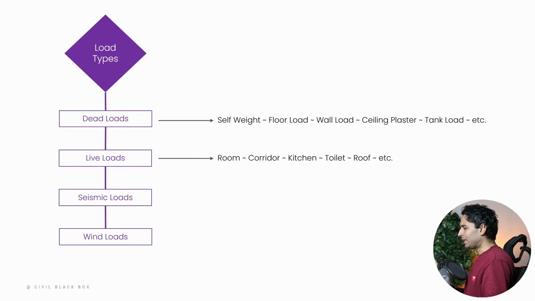The live load basically depends upon the type of room which we are taking into consideration. For example, if you are talking about living rooms or suites, the criteria for live loads is a bit different. For the corridor areas, the live load concepts are different. For the kitchen, for the toilet, for the roof, etc.